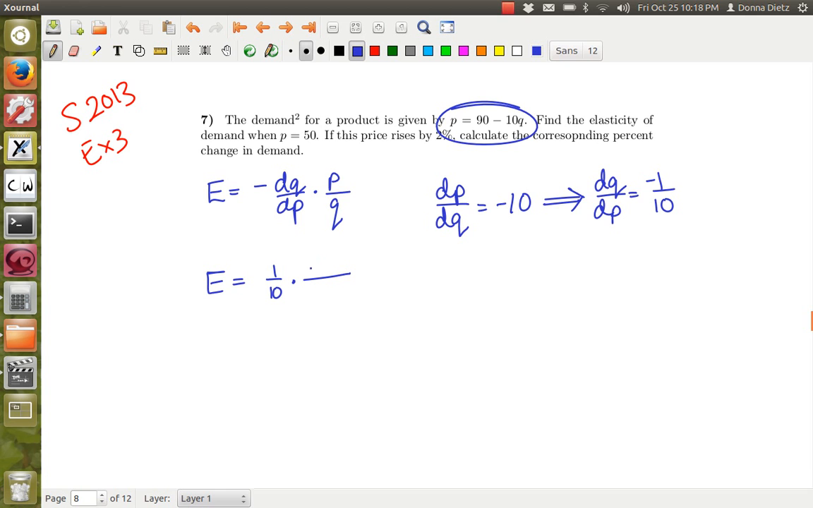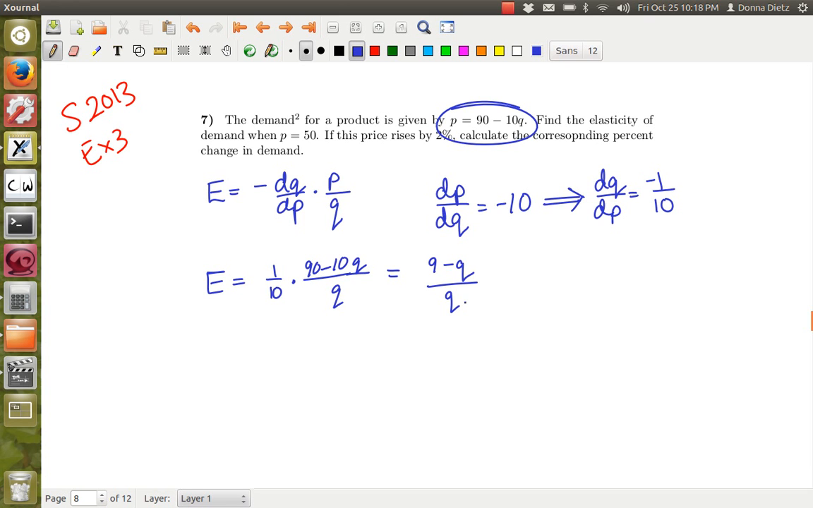And then here is P, and here is Q. And so now what do we do? Well, let's reduce it a little bit. Let's see, divide top and bottom by 10. Something like that. Okay, that's fine.